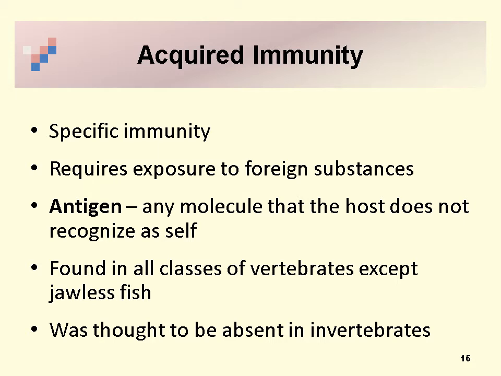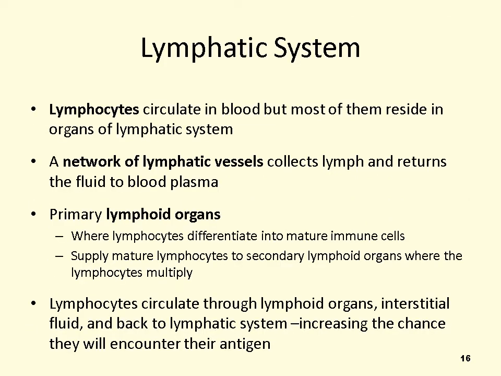Antigen, well, that's easy to define. We don't necessarily say an antigen is something nasty associated with disease. As an immunologist, you'd say an antigen is any molecule that the host does not recognize as self. Okay, good working definition. Found in all classes of vertebrates except jawless fish. I have no idea why that is the case, but obviously jawless fish lack other features. And at one time it was thought to be absent in invertebrates, but recent history suggests it may not be so.